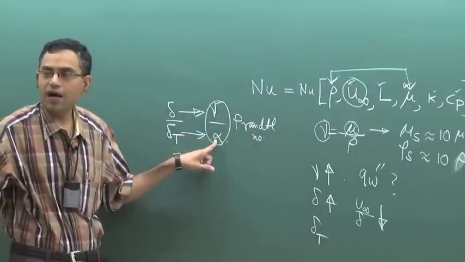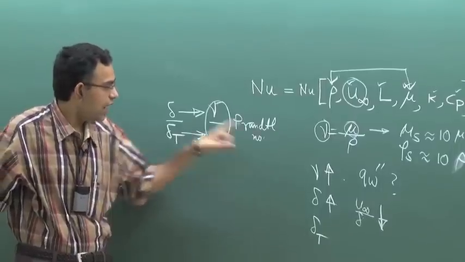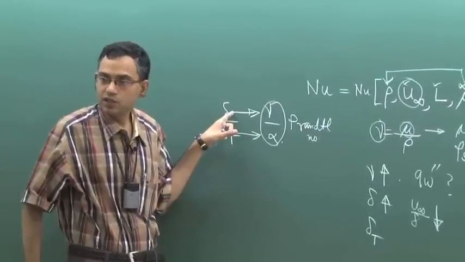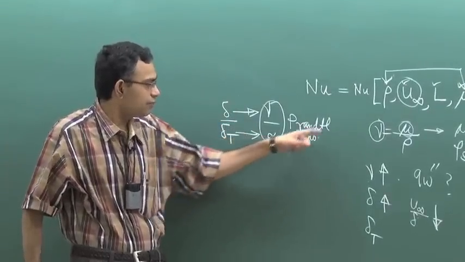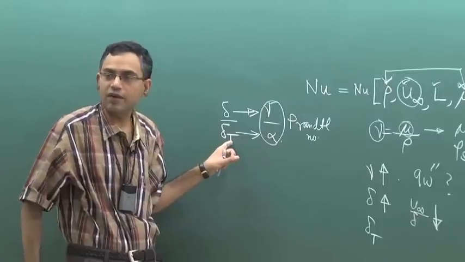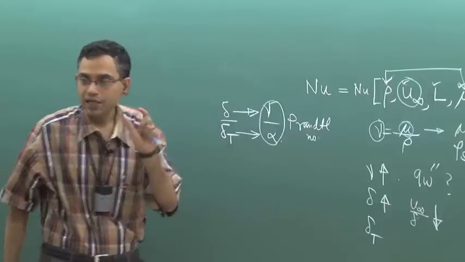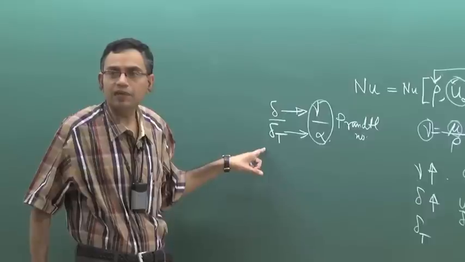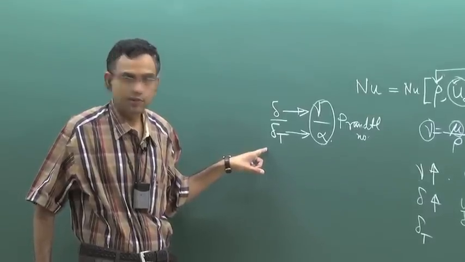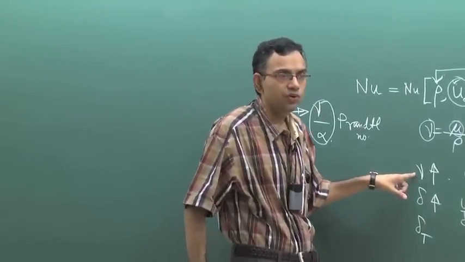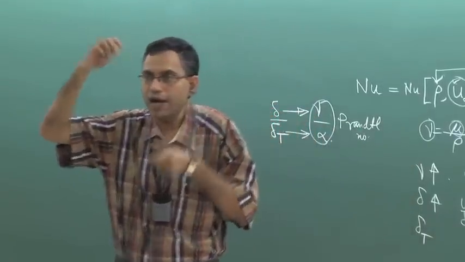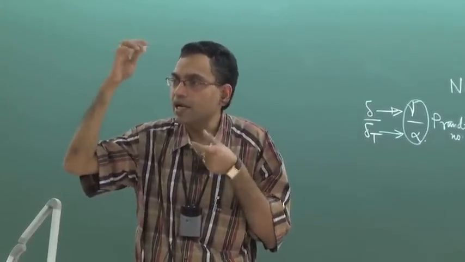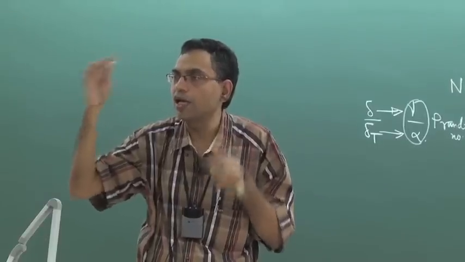So, for a given alpha, if you have higher nu, you have higher delta, right. If you have higher delta, because the Prandtl number is a property of the fluid, you should also have higher delta T, because delta by delta T is fixed for a given fluid. So, if you have higher value of nu, you will have higher value of delta T. If you have higher value of delta T, then what is the temperature gradient within the thermal boundary layer? Is it more or less?